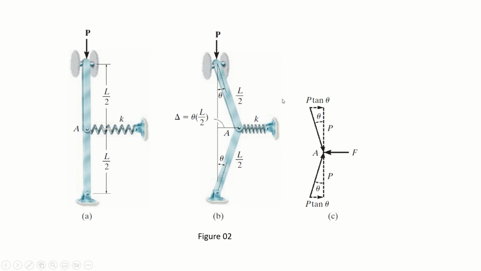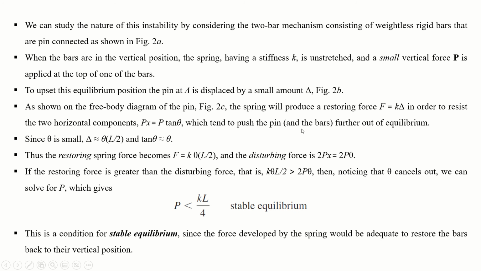In order to resist this Px, which is equal to P tangent theta, F should be equal to K times delta, which tends to push the pin, right? Since theta is small, delta is almost equal to theta into L by 2, and not sine theta L by 2, and tangent theta is almost equal to theta, because theta is very small here. Thus, the restoring spring force becomes F is equal to K theta into L by 2.